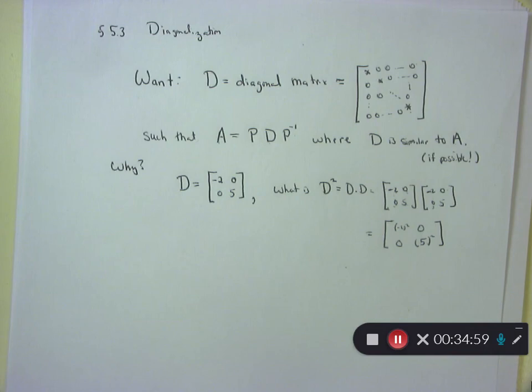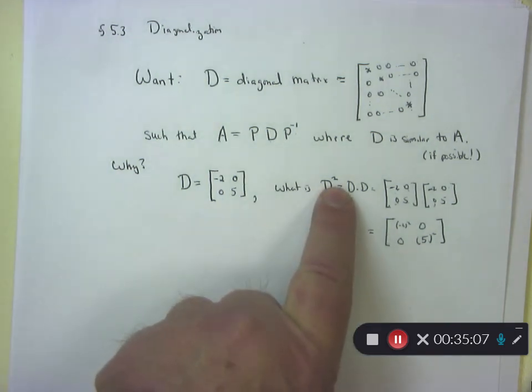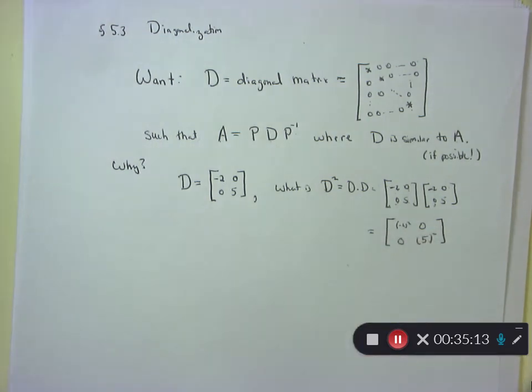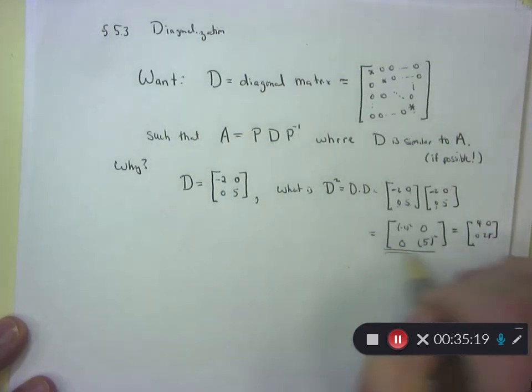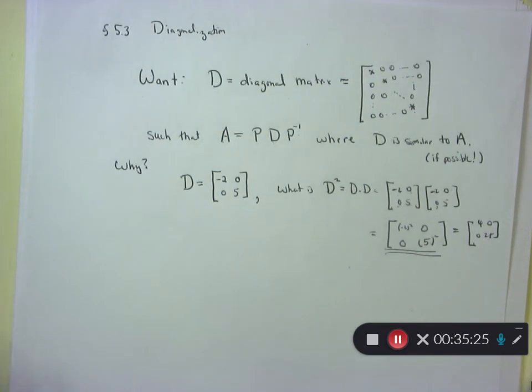What happens when I square a diagonal matrix? That square on the outside only affects the entries on the diagonal. It's -2 squared and 5 squared. Yeah, you got the answer. The answer is what? 4, 0, 0, 25. Look at this guy right here. It's the diagonals just being squared. That's the only effect. It doesn't affect the zeros on the off diagonal.